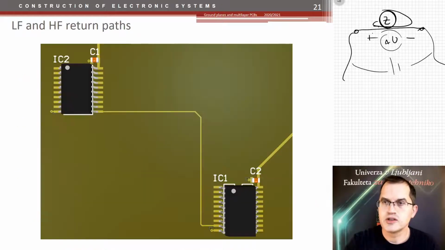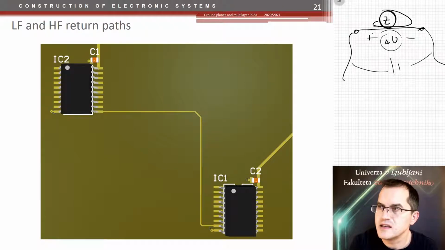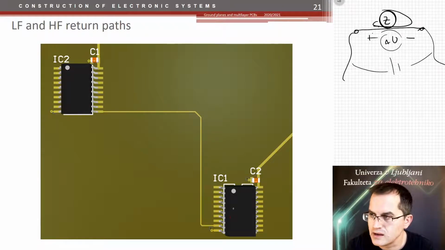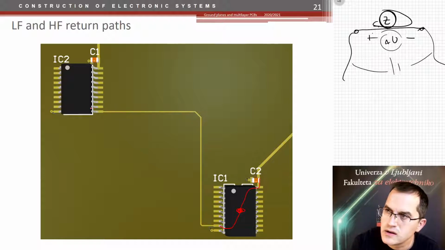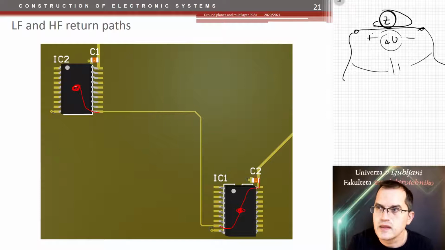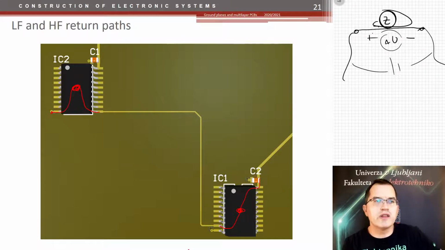Now, let me show you an example. This is an example with two ICs that are connected with one single line. Let's say we have a source here. The high frequency part of the voltage starts with the bypass capacitor, runs to the chip, then goes to the track, comes along the track here, goes into the IC, then returns to ground, and then back. Now the question is how it goes back.